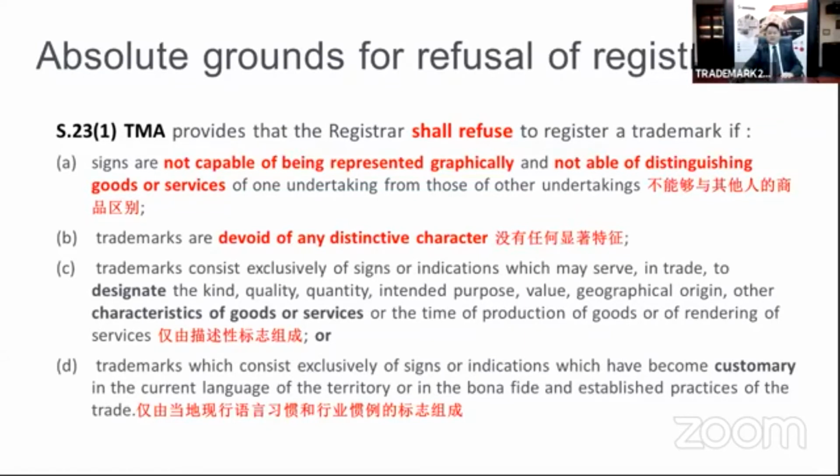Another thing is many of my clients always make these mistakes when you file for registration. Your trademark should not consist of any descriptive words as to the quality, quantity, purpose, value, geographical names, or the characteristic of the goods and services.